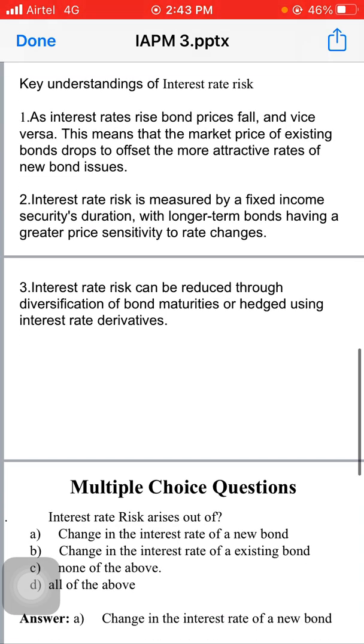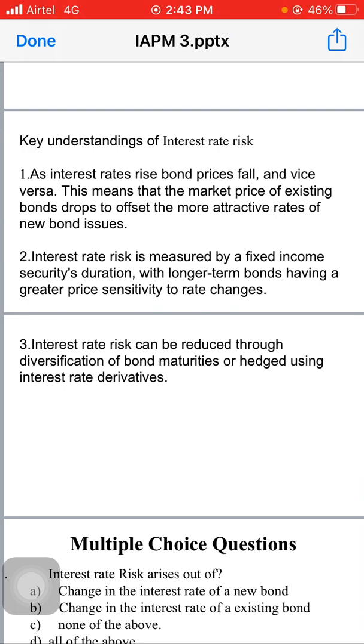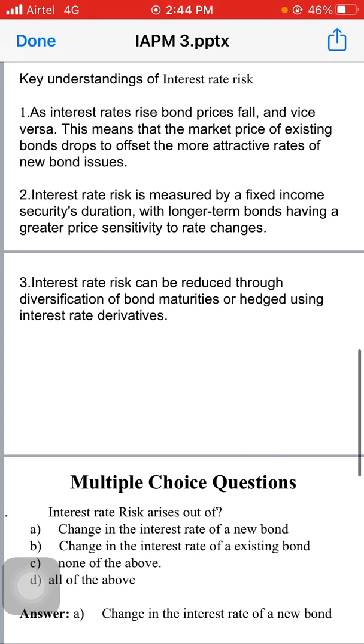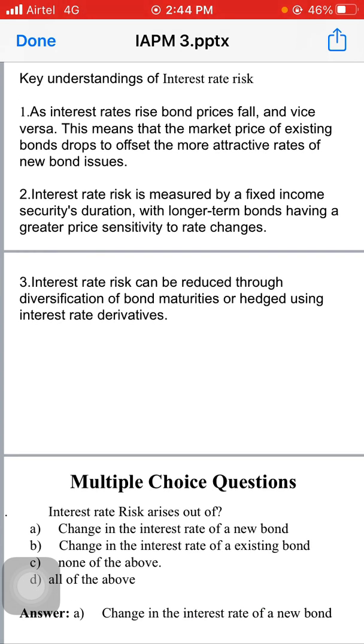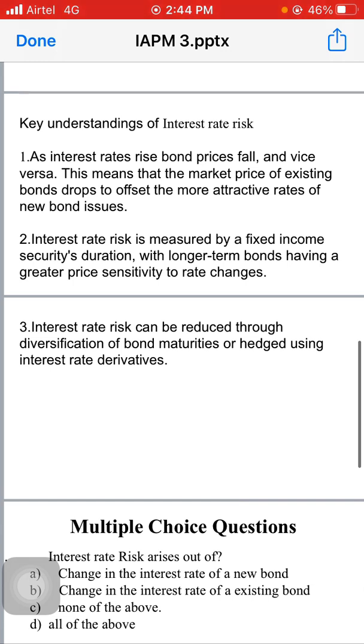Okay, that is it for this session. In this session we have tried to understand what is interest rate risk, why basically interest rate risk happens and the concept of interest rate. For the multiple choice questions, first question: interest rate risk arises out of what? Option A, change in interest rate of a new bond; change in interest rate of existing bond; none of the above; all of the above.